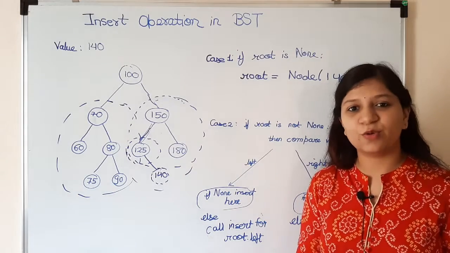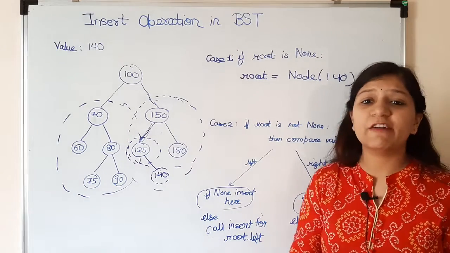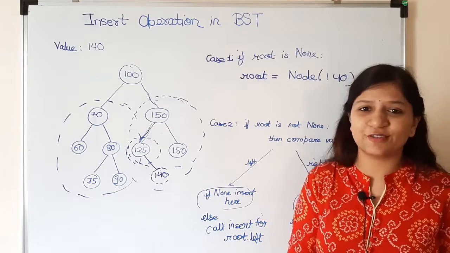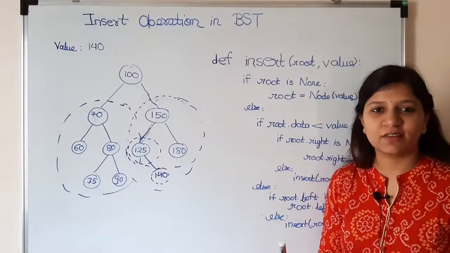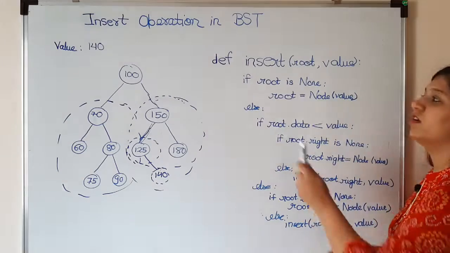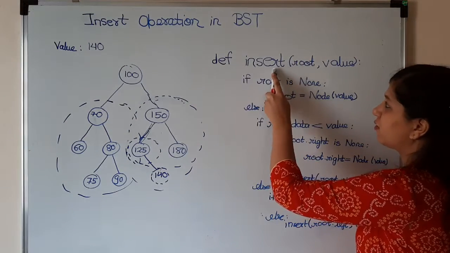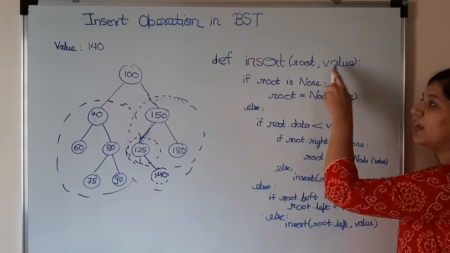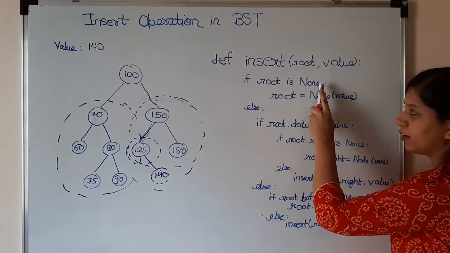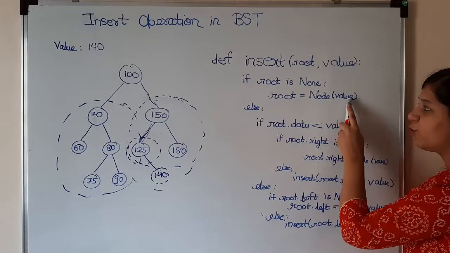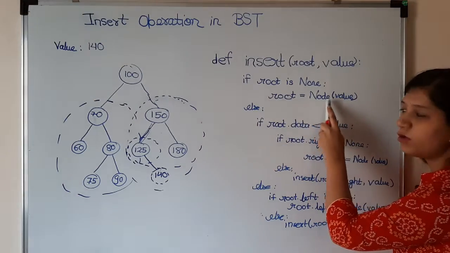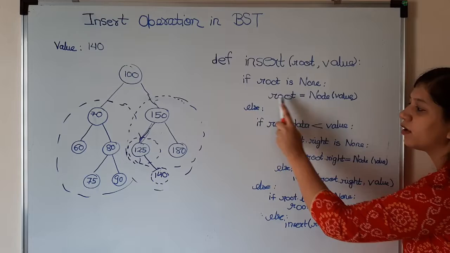Next thing is to write the code. I am writing the code next, but I would recommend you to pause the video here and write the code by yourself since you have understood the logic. Whatever we discussed, right, the logic, it's exactly the same, there's no difference. See, we have written an insert method, we are passing root and the value that we need to insert to it. Okay, if root is none, then we'll insert a node there itself. So root should have the reference of the new node. This is the case when root is none.